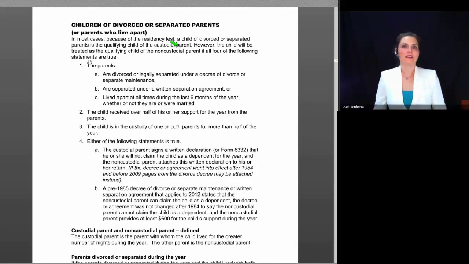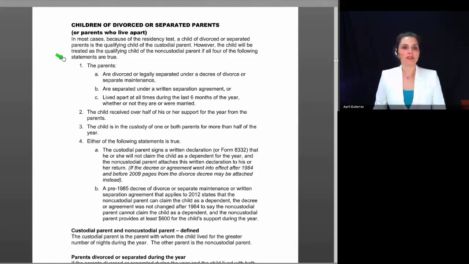Jack and Sylvia, neither of them are non-custodial parents. They're custodial parents because they both lived together. All of the children lived with them both equally throughout the year. So if you're reading through this list with me, none of the exceptions for a non-custodial parent would apply with respect to Jack and Sylvia.